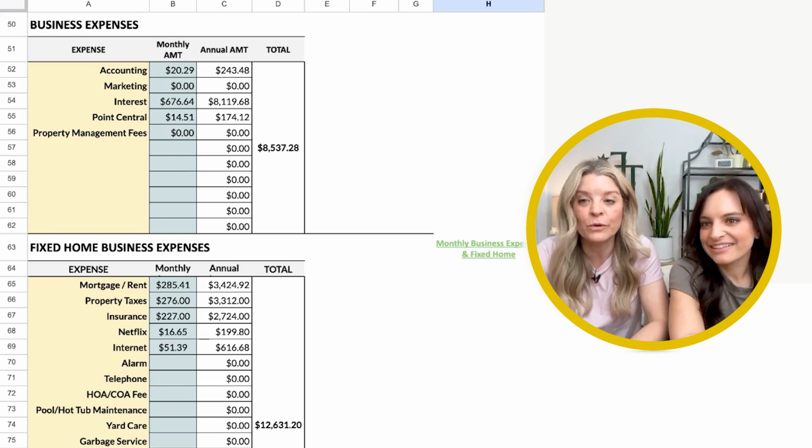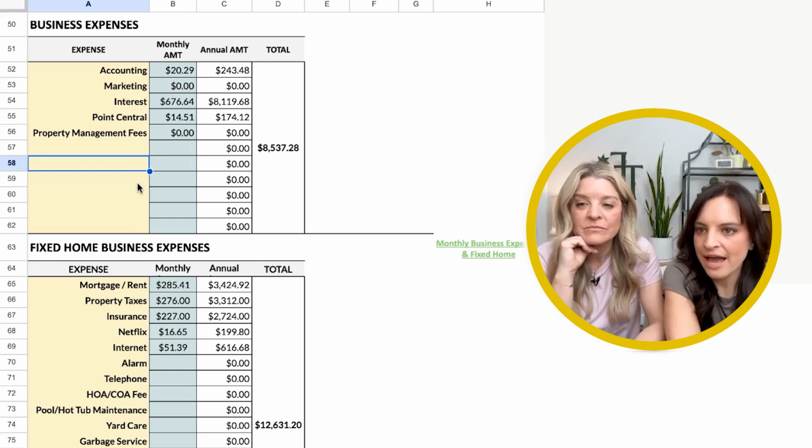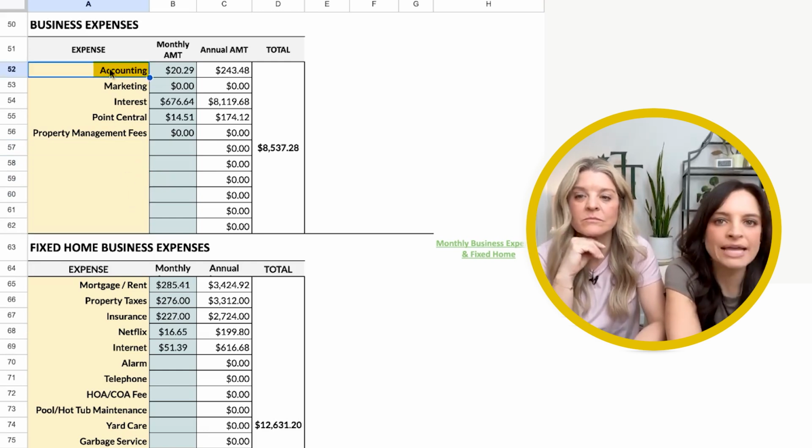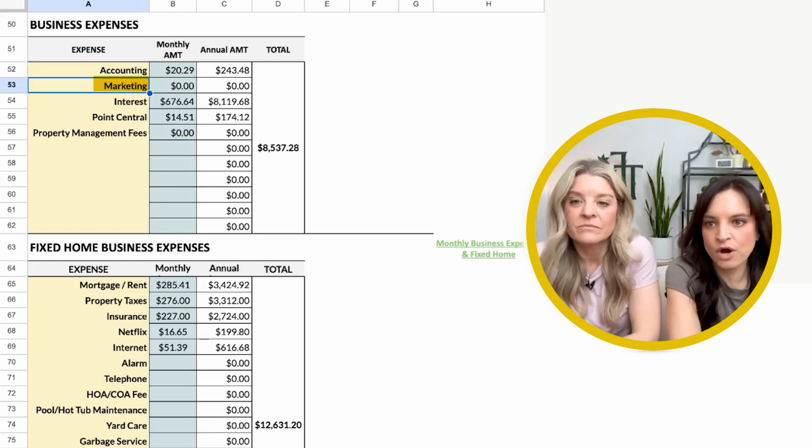So let's go through the business expenses. Take it away, Sarah. Yeah, so just some examples here. And we leave room for our members if there are any other business expenses they want to add. That's why we have all this space. But for example, accounting, maybe you pay a bookkeeper to help you keep your books straight. Maybe you pay a marketing fee for this rental.